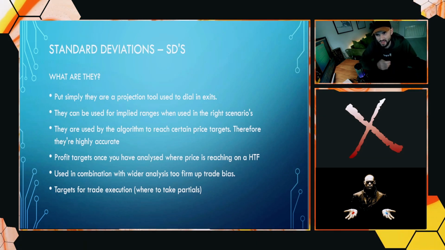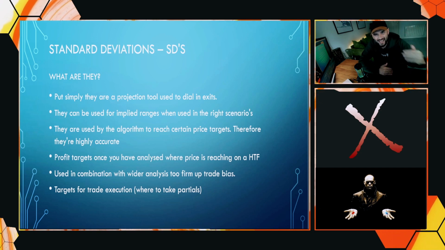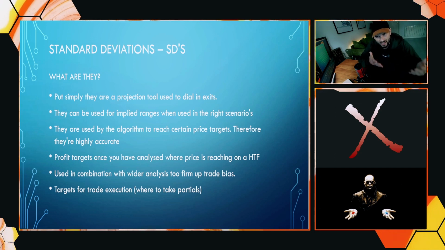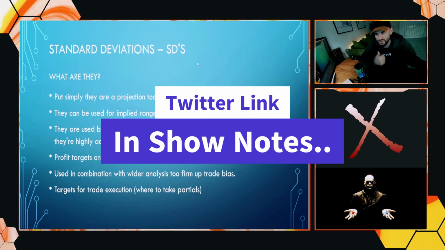Okay, so let's start here on this slide, right? What are they? Put incredibly simply, they're used as a projection tool to dial in exits, right? So we'll have a standard deviation and then we'll extend out above that Fibonacci extension to get our price targets. And if that does sound confusing at the moment, bear with me because I'm going to break down entirely what my standard deviation settings are, so you can also get a copy of my standard deviations and my Fibonacci settings, so you guys are going to know exactly how to implement this in your charts, right?